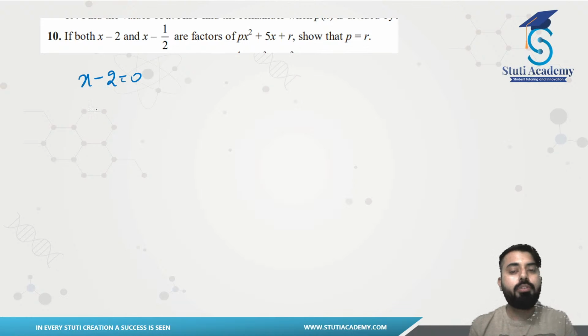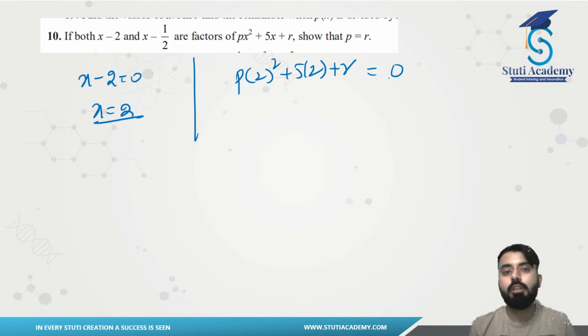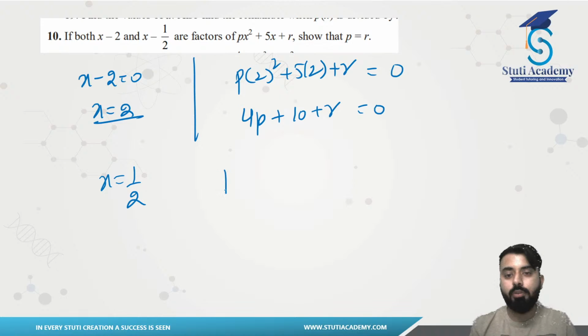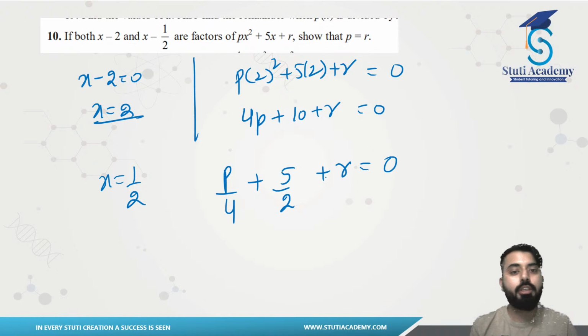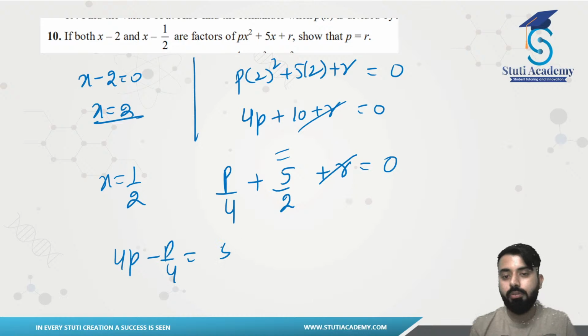X minus 2 equals to 0, x equals to 2, and putting it here, p into square of 2 plus 5 into 2 plus r equals to what? 0, right? Because they are the factors. So 4p plus 10 plus r equals to 0. And if I put x equals to 1 by 2, I will be having what? P by 4 plus 5 by 2 plus r equals to 0. So if I put them against 0, the r will be cancelled out because they are equal actually. So I will be having 4p minus p by 4 equals to 5 by 2 minus 10.